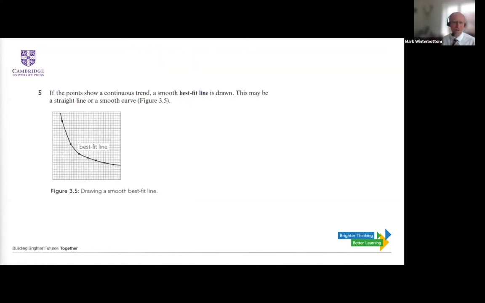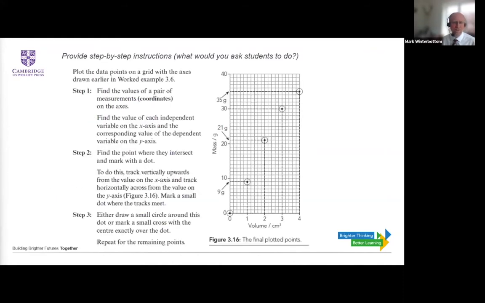And then if they show a continuous trend, i.e. there seems to be some relationship there, then you can draw a smooth best fit line. This clearly looks like a curve, and therefore we're drawing it as a curve and probably fits the scientific context too. And then do those step-by-steps. Now, I'm not going to go through all of these, but I'm just going to show you just how step-by-step the point plotting is being done here.